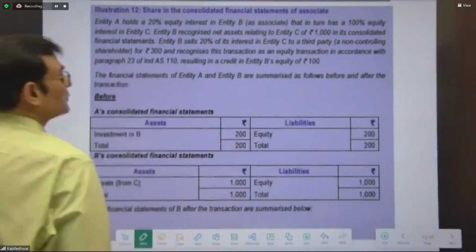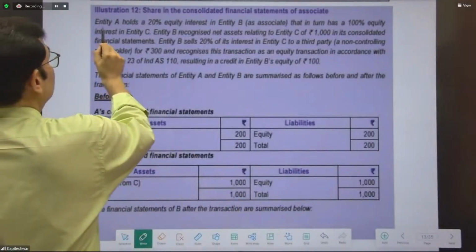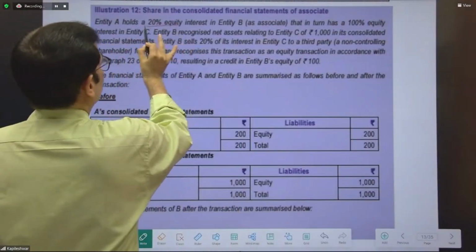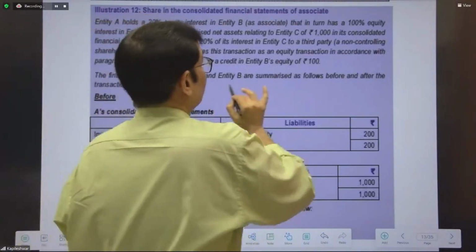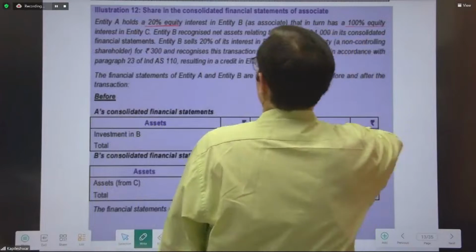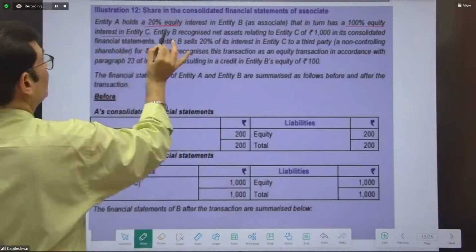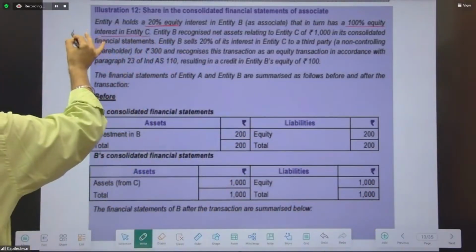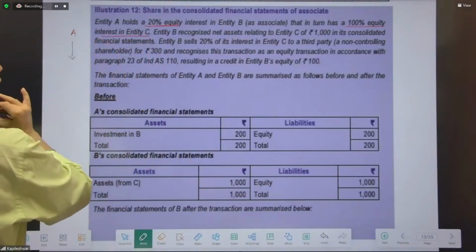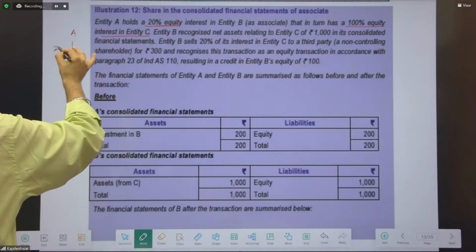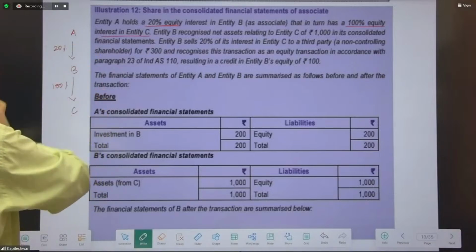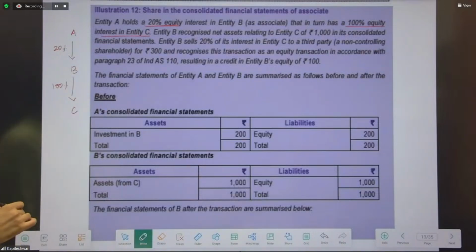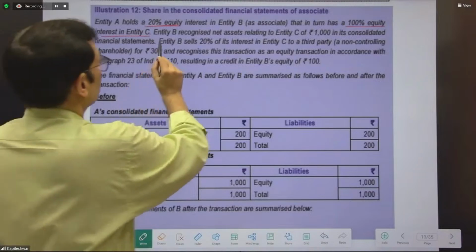Okay, let me just read this bit to you. It says A has got a 20% equity interest in B as an associate, and in turn, it has got 100% equity in C. It's a chain. We can see that A has got a significant influence over B, that is a 20% stake, and B has got a 100% stake in C, that is a subsidiary. Wow. So the chain is interesting. Associate, and then there is a subsidiary.